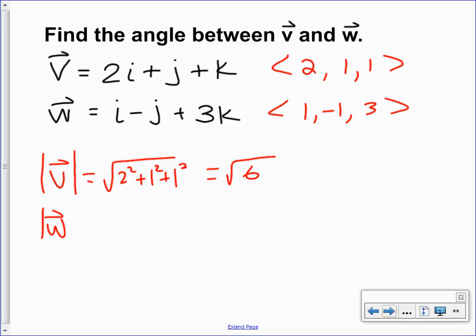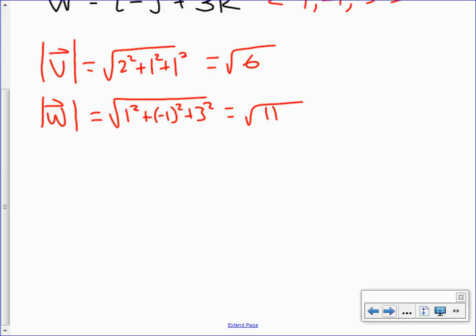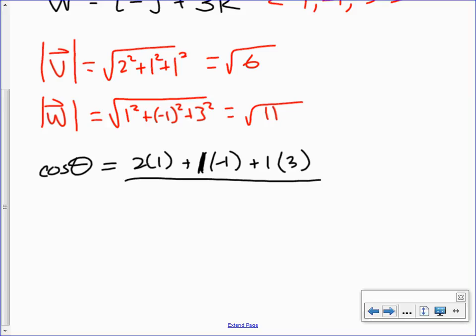Magnitude of W: 1 squared plus negative 1 squared plus 3 squared, square root of 11. Okay. So cosine theta, and I'm not even going to write the dot product. Let's just put it in. 2 times 1 plus 1 times negative 1 plus 1 times 3, all over root 6 root 11. Solve for theta.